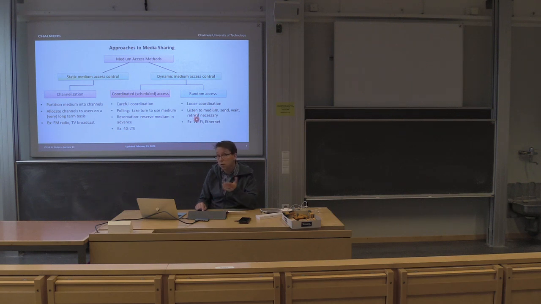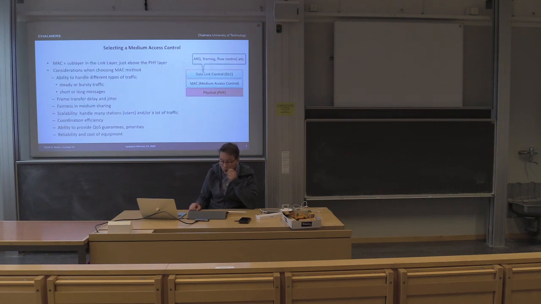Basically, we listen to the medium. If the medium is available, then we send. And if there is a collision on the medium, then we have to take action to recover from this. An example of this is Wi-Fi and Ethernet, and schemes like that. So, when selecting a medium access control method or strategy, what comes into play here?